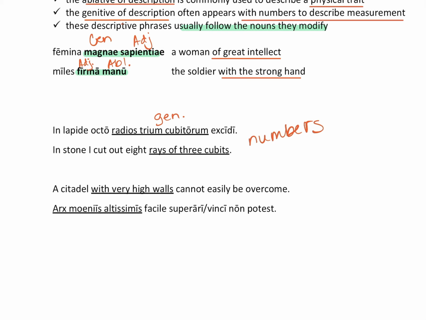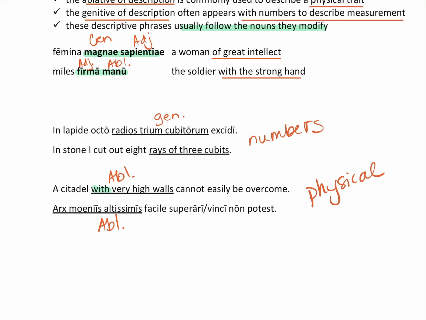Okay. A citadel, we're going to do opposite, English into Latin, with very high walls, cannot be easily overcome. This whole phrase gets translated with the ablative because, remember, ablative is usually describing a physical trait. And the English word with gives it away for us as well. So arx moeniis, so ablative, altissimis, facile, and then you have choices, superari, non potest.